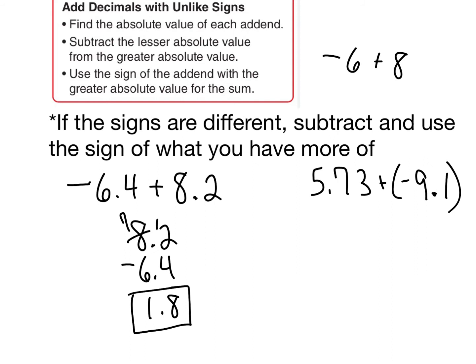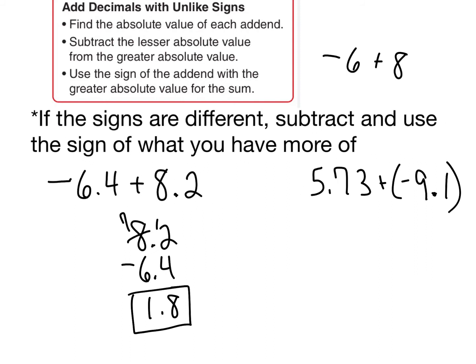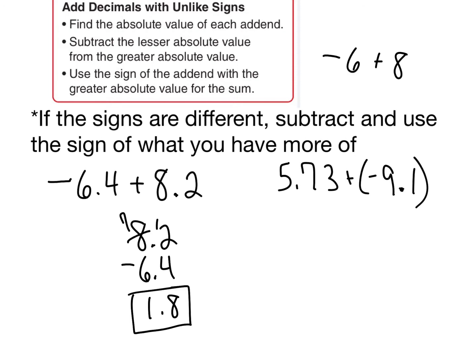We have a similar situation. We're adding these numbers. The signs are different, so they're working against each other again. So we're going to subtract. Since in this case we have more negatives, we're going to take the 9.1 minus the 5.73. We can take what we have more of minus what we have less of. Once again, in this case, we will for sure need to put the 0 there for subtracting these.